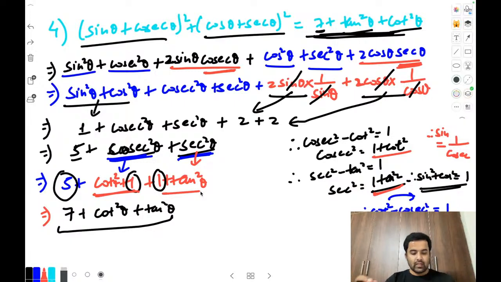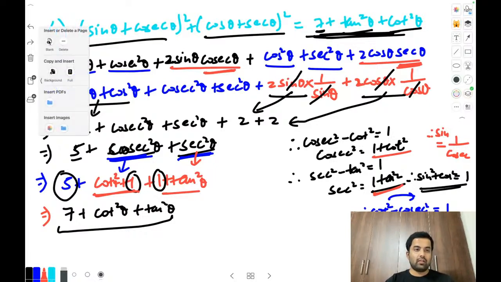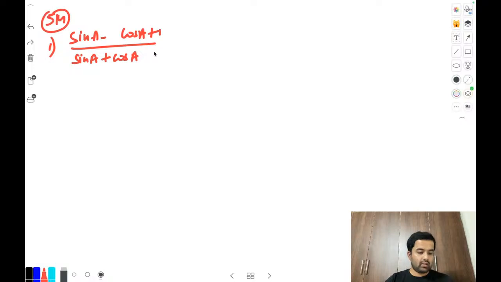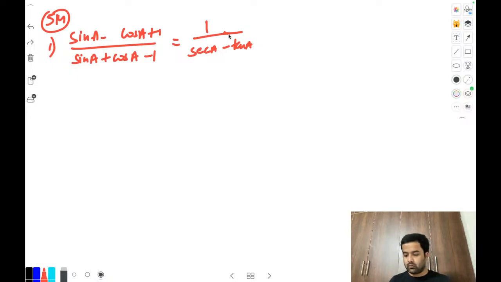No worry. Okay, let's switch to the 5 marks section then. We have a good question. Try this. 5 mark section, first one. The question is (sin A minus cos A plus 1) divided by (sin A plus cos A minus 1) equal to 1 upon (sec A minus tan A). Try this. What to do here to get the answer?